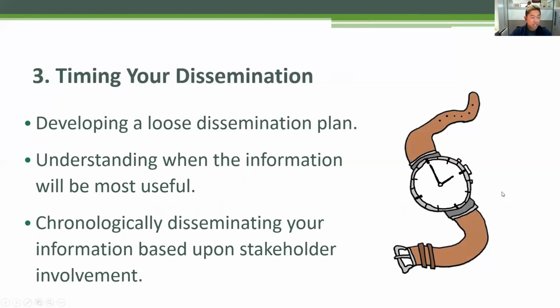And chronologically disseminate your information based upon stakeholder involvement. What that means is that you are disseminating your information based upon who is involved. So it may be more important to share a technical report with your funders initially, then create a report summary, then share that with various other stakeholders that are engaged, and then maybe release an infographic to the general public about the progress of the grant. That would be a timely and chronological dissemination of your information.